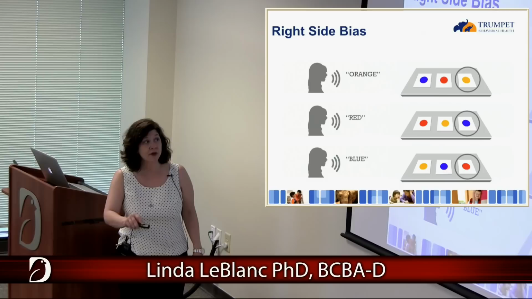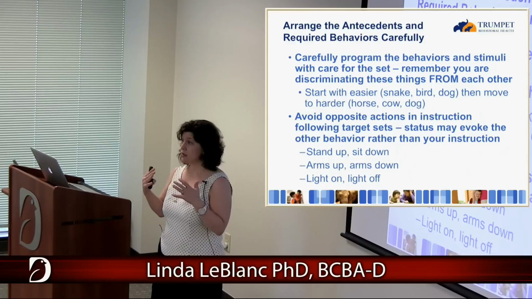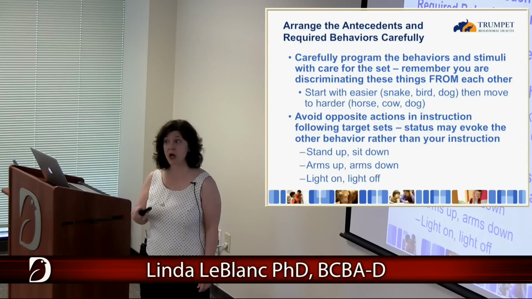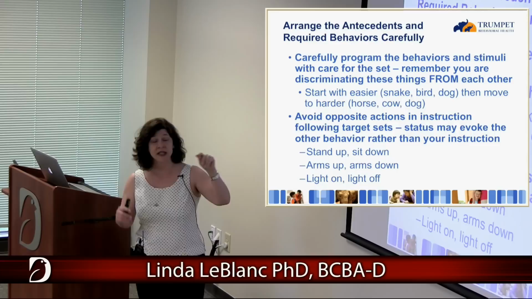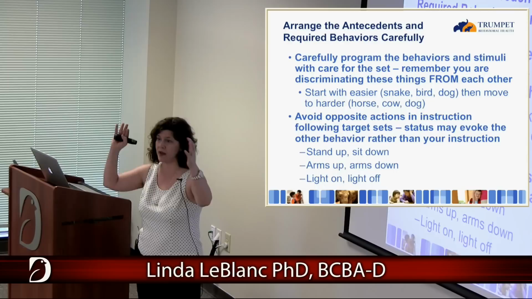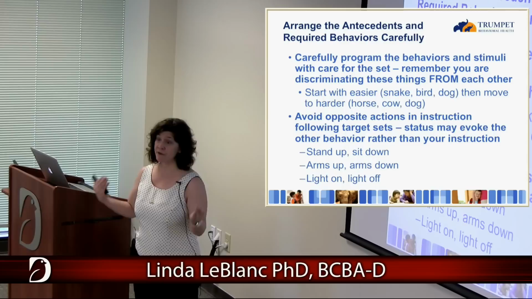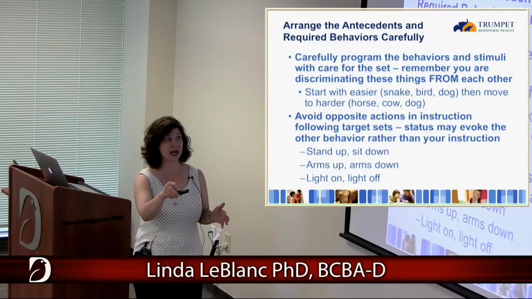So we're still in this one of arranging the antecedents and required behaviors carefully. You know, it's important to also, even if you're doing the simple discrimination of instruction following, program those behaviors and stimuli carefully. So remember, they're a set. You're discriminating one from the others and each one from the others. So for example, the stimuli that you put in your array for the very early trial should be quite different from each other. So a snake, a bird, a dog, they sound very different.